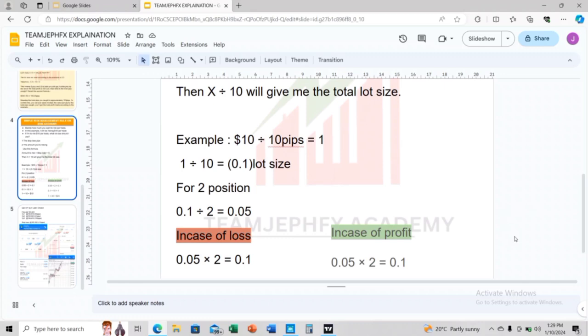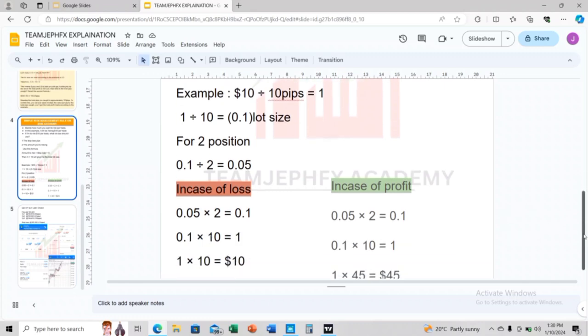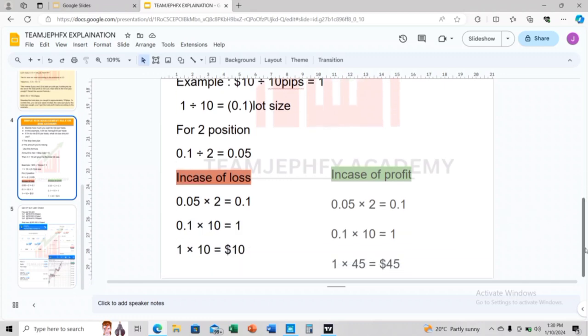Now let's go back to our picture description. Let's talk about the case of loss. In case this goes on loss, remember you are using 0.05, 2 positions. Let's calculate it. 0.05 times 2 positions is 0.1, meaning the total lot size you use is 0.1. If you want to get your value per pip, remember what I taught you in the last one: you multiply your lot size times 10. That will be your value per pip. That's what I did here: 0.1 times 10, which gives me 1.